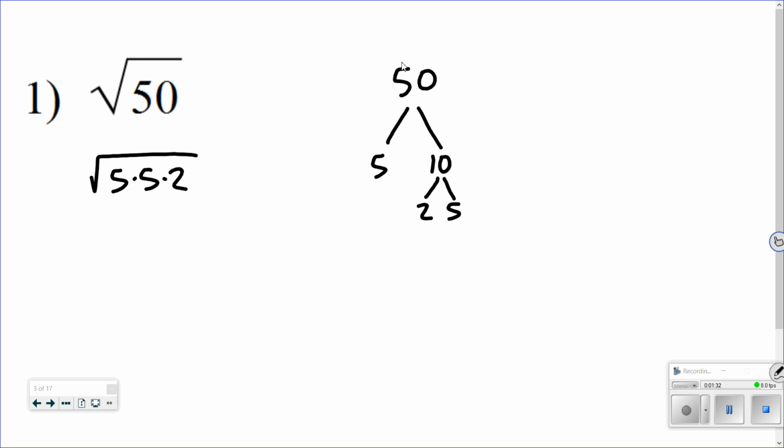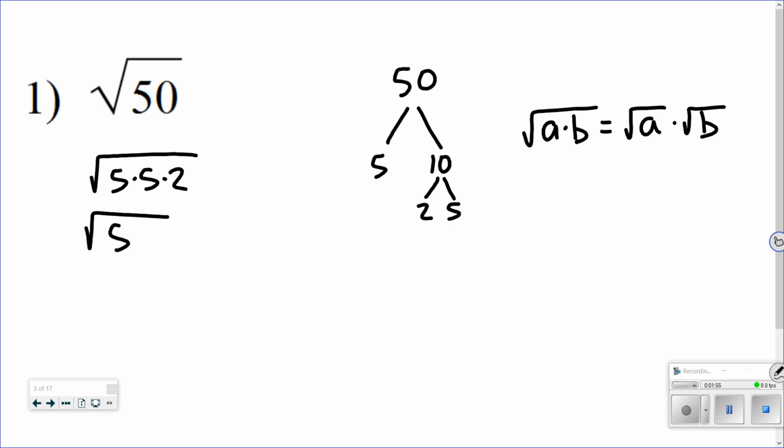Okay, what happens next is there's a rule, it's called the product rule for radicals, and it says if I have the square root of a times b, it's the same thing as the square root of a times the square root of b. So I can take those radicals and those square roots and split them apart. So what we're going to do here, right, is we're going to split this apart. I'm going to go square root of 5 times 5 times the square root of 2.